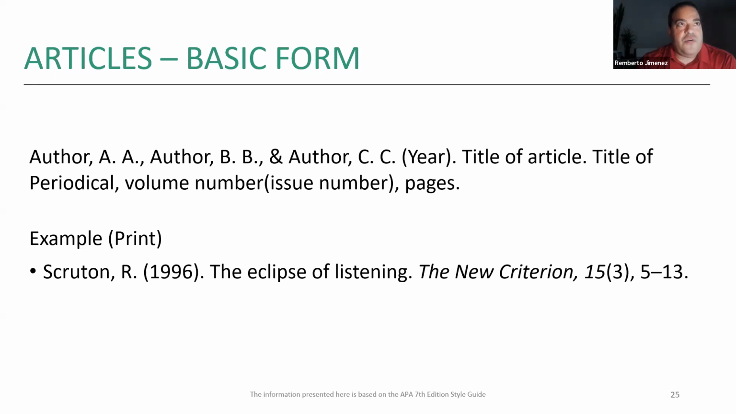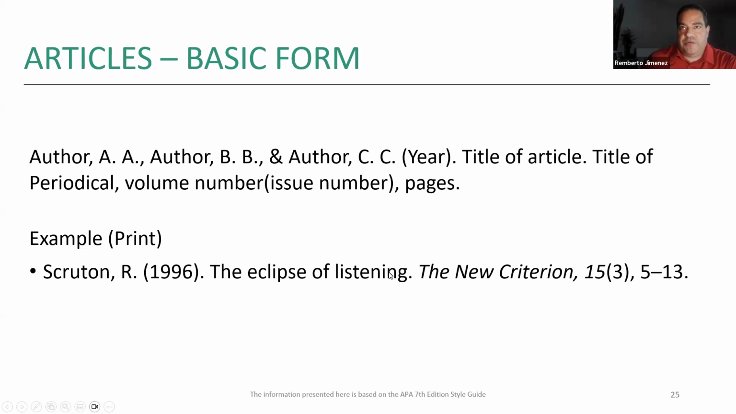We have a basic form for an article. In the basic form of an article, if you look on top, here is your author, in this case possibly multiple authors, the year of publication, the title of the article, followed by the title of the periodical, the volume number, issue number, and pages. To make this really explicit and clear, an example here is the author Scruton, R. Scruton, who wrote this article in 1996. This is the proper format for this. The title is The Eclipse of Listening.